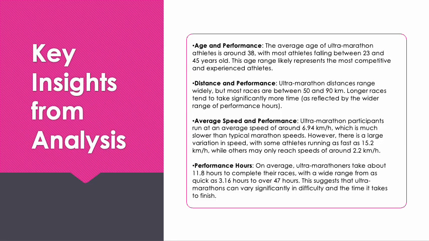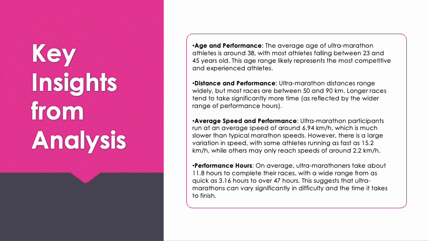Below are the key insights from the analysis. The age and performance: the average age of ultramarathon athletes is around 38, with most athletes falling between 23 and 45. Distance and performance: ultramarathon distances range widely, but most are between 50 and 90 kilometers. And average speed and performance: ultramarathon participants run at an average speed of around 6.94 kilometers per hour, which is much slower than typical marathon speeds, which makes sense because they're going extremely long distances.